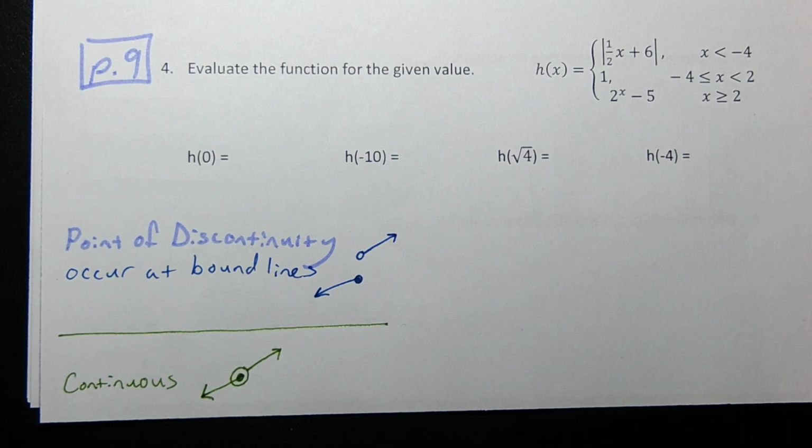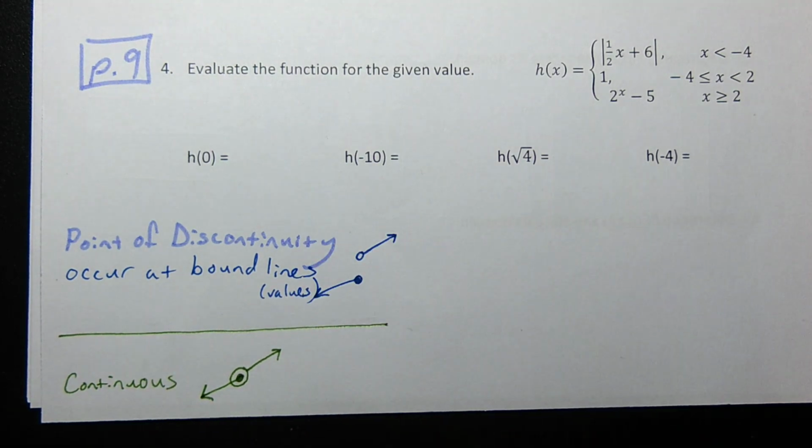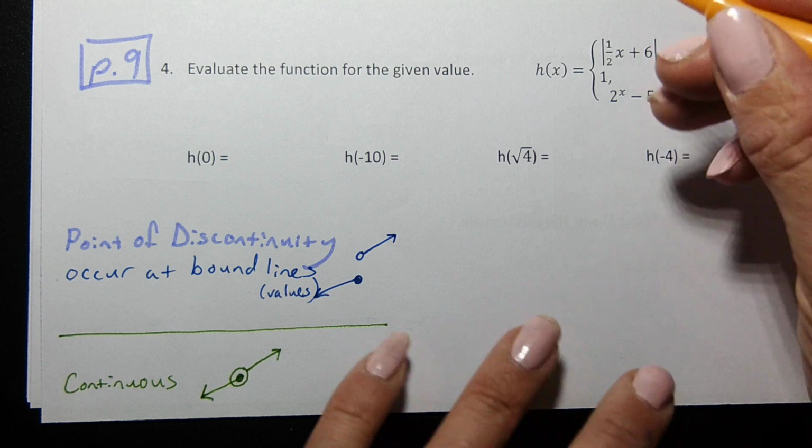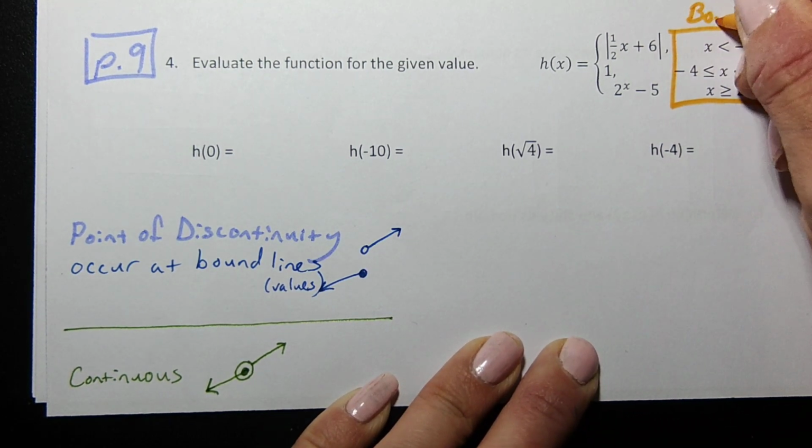So they occur at the bound lines or bound values. In order to determine if you do have a point of discontinuity, you might want to do a little sketch or maybe just look at the tables. So your bound lines come from your bound statements.